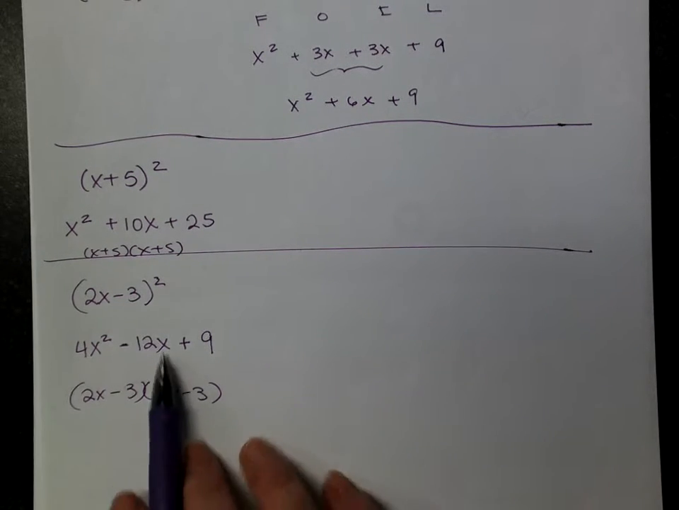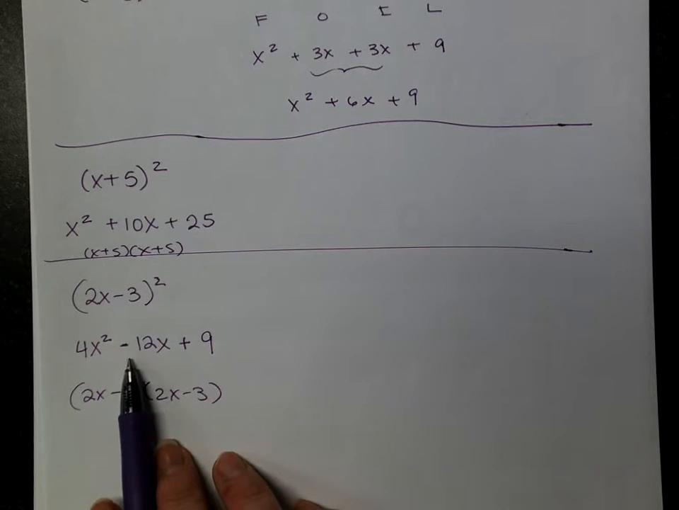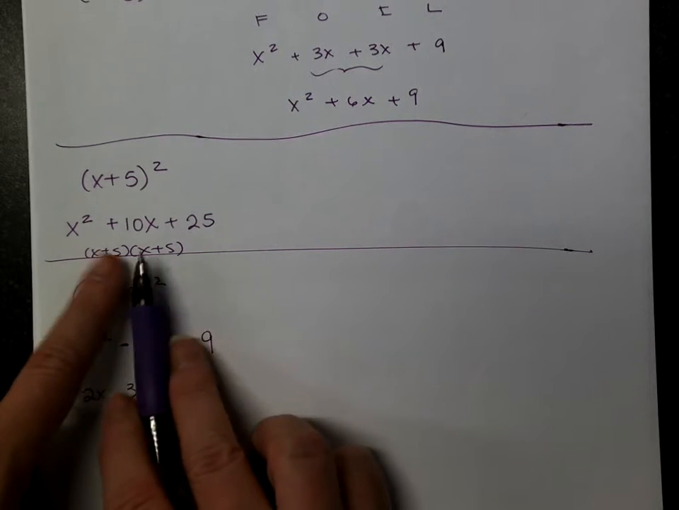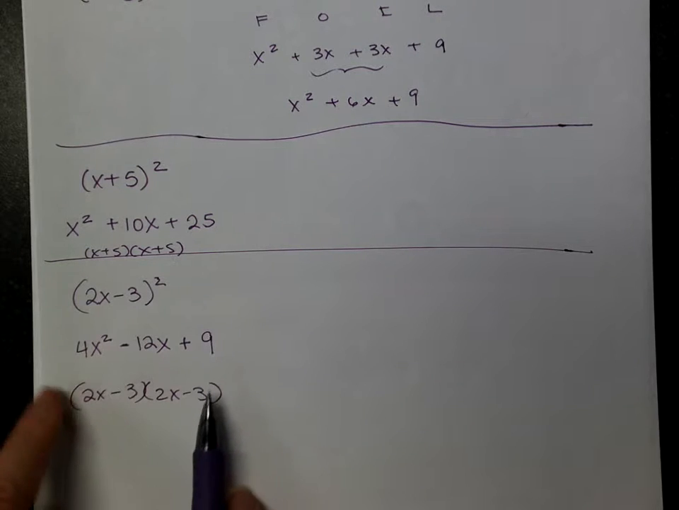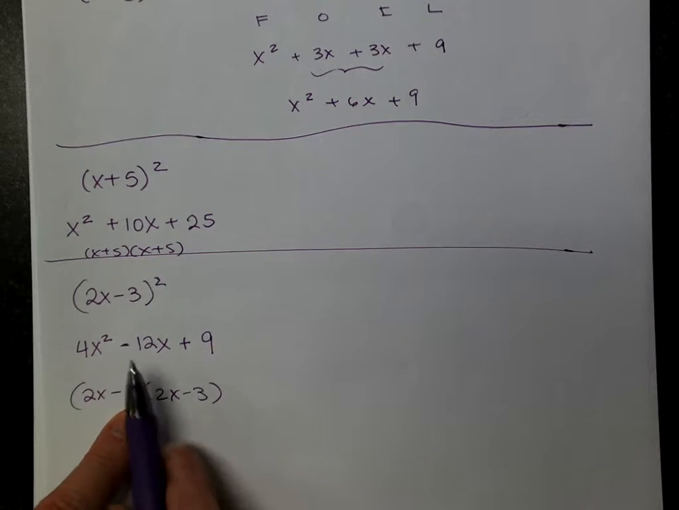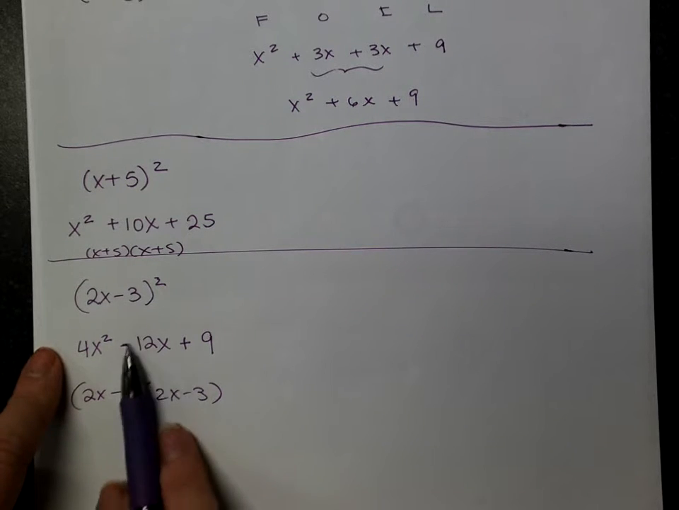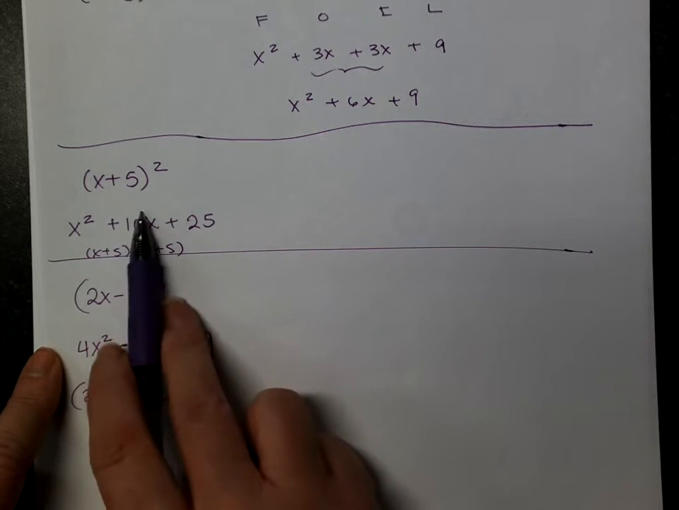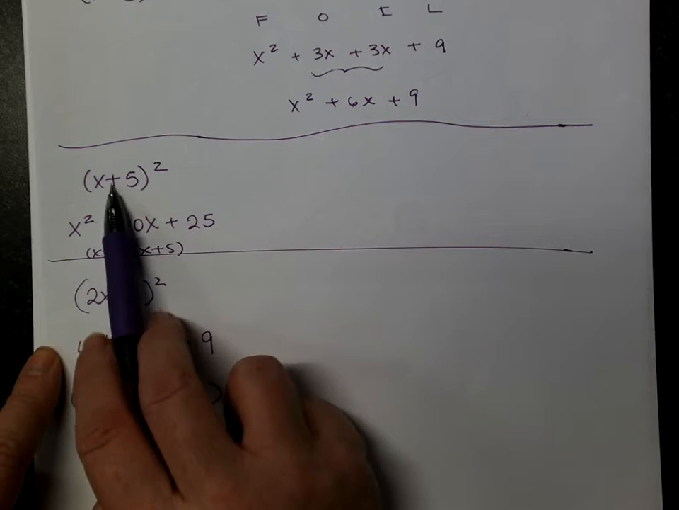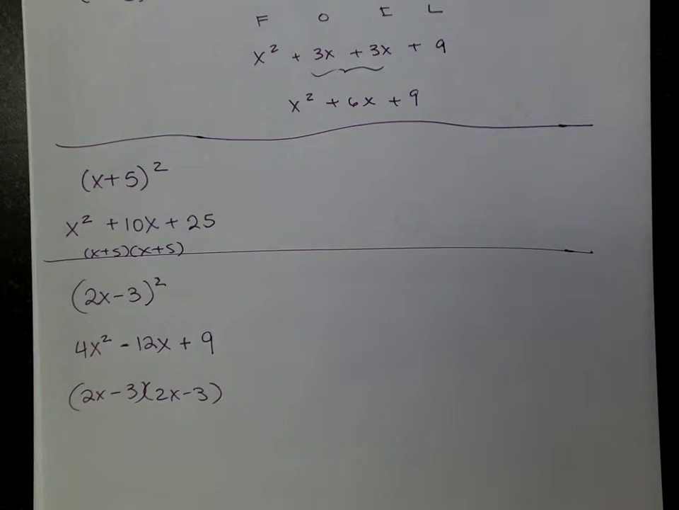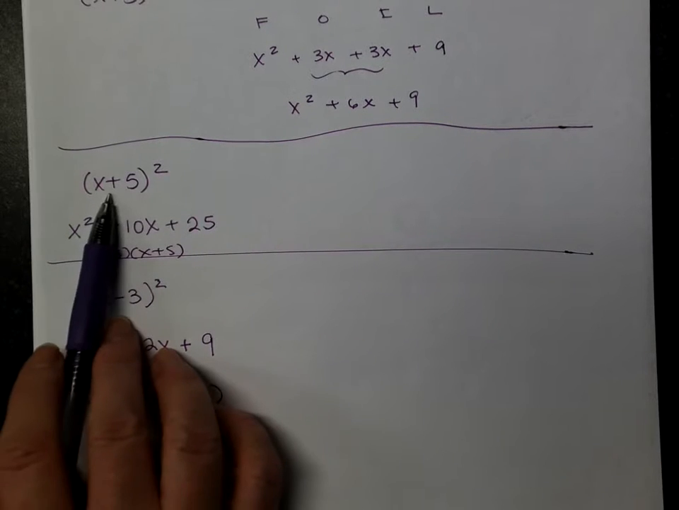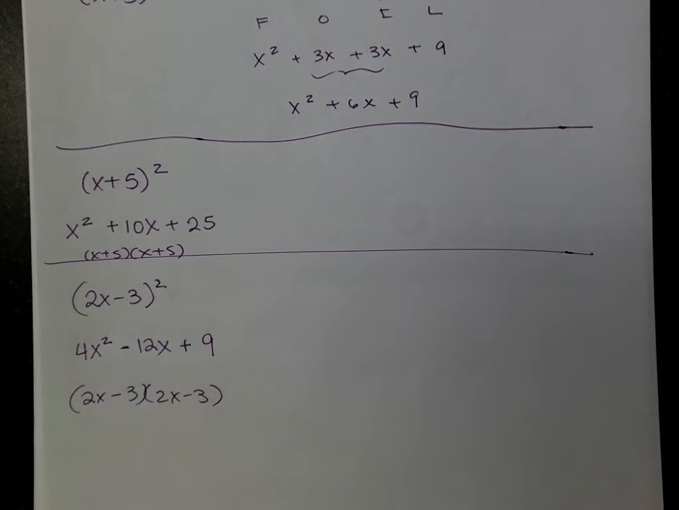Your middle term could be plus or minus, depending on whether your O and your I are both positive, or your O and your I are both negative. Okay? So whether your middle term is negative or positive tells you whether this is a binomial plus binomial squared or a minus binomial squared. But the last term will always be positive. The middle term will tell you whether it's a plus b squared or a minus b squared.